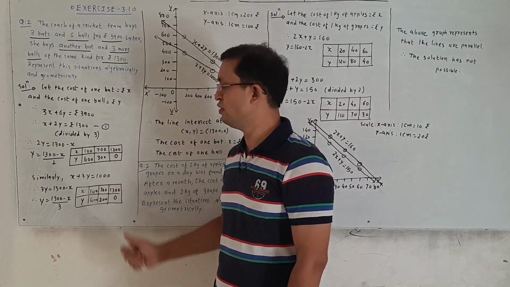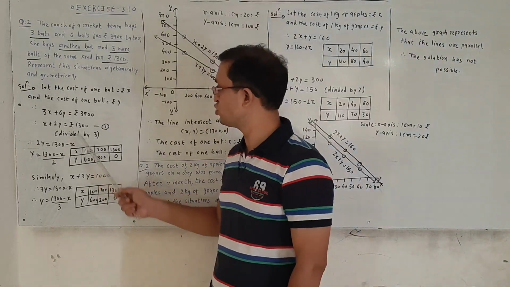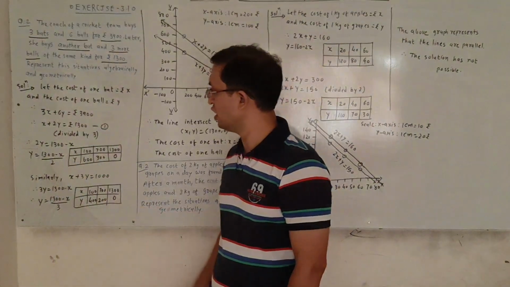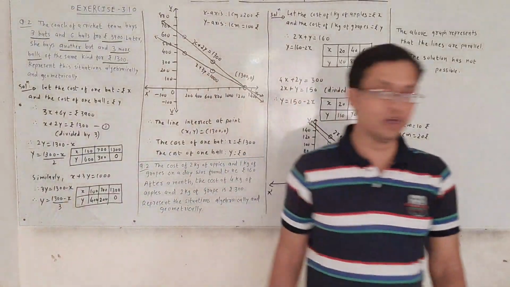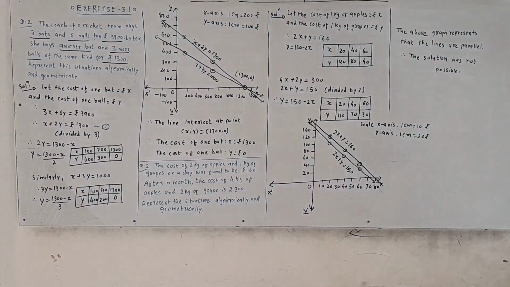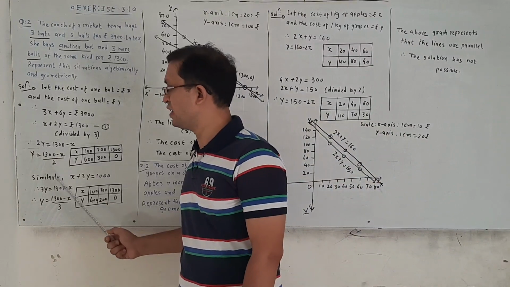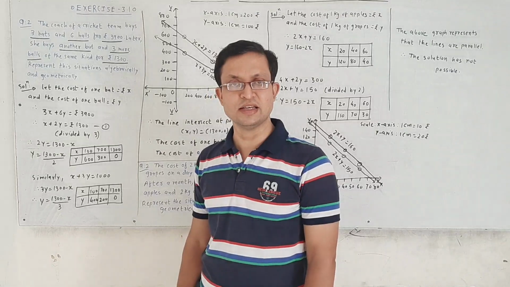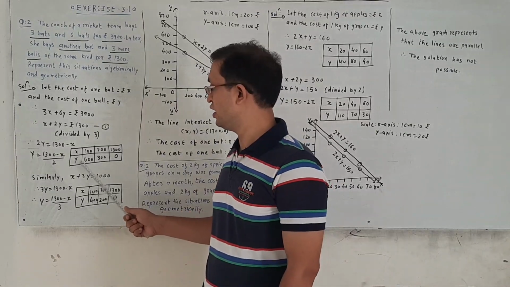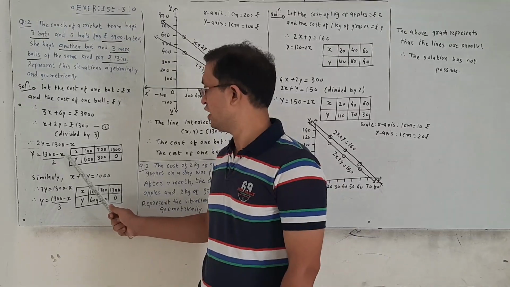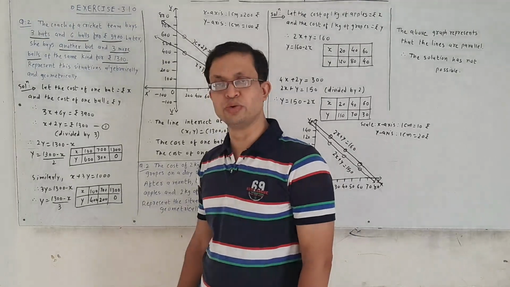Equation 1 divided by 3, therefore x plus 2y is equal to 1,300. Therefore, 2y is equal to 1,300 minus x, so y is equal to (1,300 minus x) divided by 2. Substitute. Draw the table. First, substitute x is equal to 100: 1,300 minus 100 divided by 2 is equal to 600.